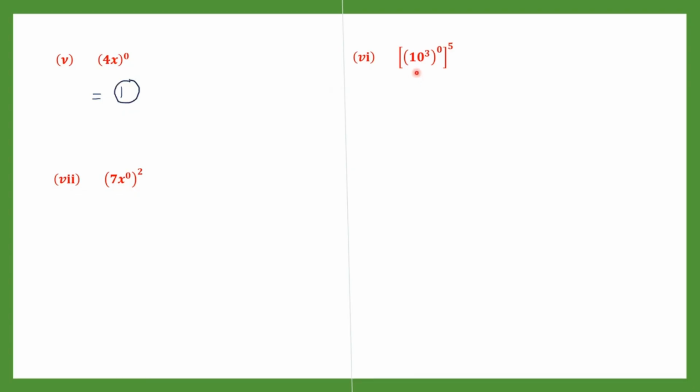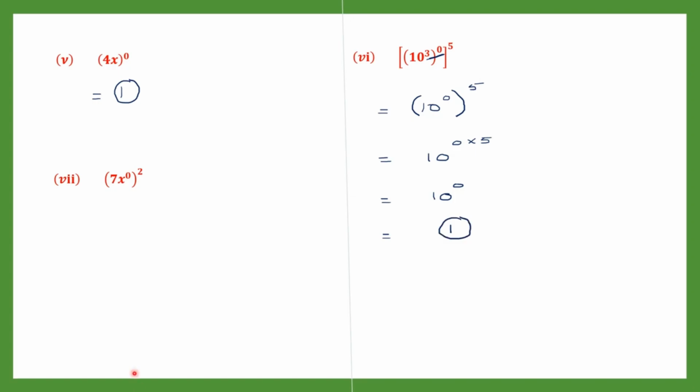Question 6. Here we have 10 raised to the power of 3, which is raised to the power of 0, and that whole thing is raised to the power of 5. So first we need to work on these two powers. So let's use the power law and multiply. So this becomes 10 to the power of 3 into 0, which is 0. Now this whole thing, 10 to the power of 0, is now raised to the power of 5. So here this becomes 10 to the power of 0 into 5. And we know that 10 to the power of 0 into 5 is 0. So now 10 to the power of 0 is 1. So our answer here is 1.